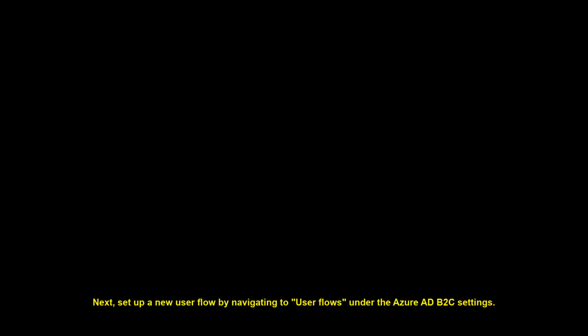Next, set up a new user flow by navigating to User Flows under the Azure AD B2C settings. Click on New User Flow to proceed. Choose the Sign Up and Sign In flow, and provide a name for your flow.